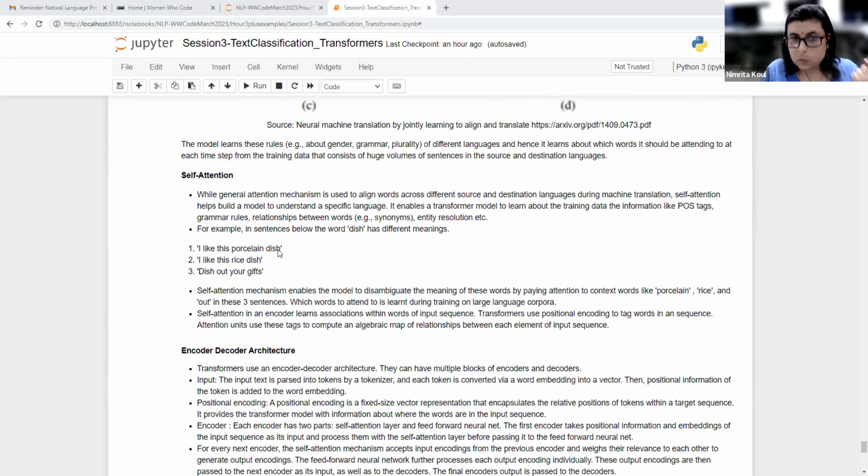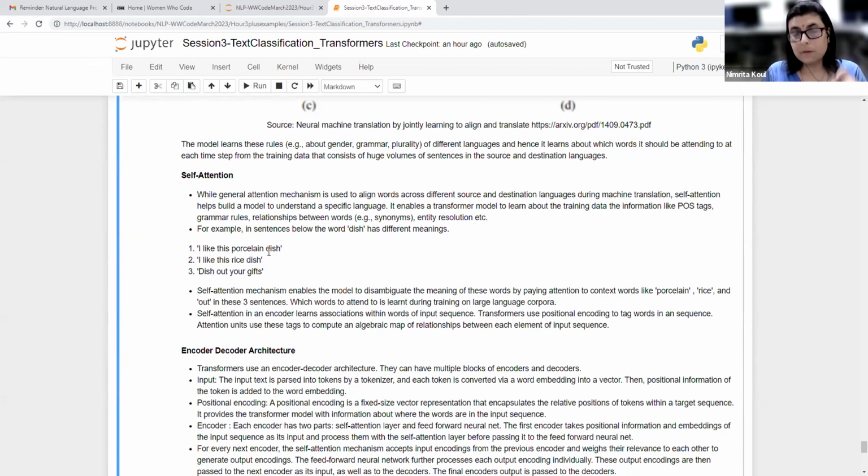So the dish word here means a plate or something in which you serve food to yourself. The dish here means actual edible dish that I would like to eat if it's made of rice. And dish out your gifts here, dish is a verb which means to give out your gifts freely. The word is dish in all 3 sentences, but the meaning is different in all 3 sentences.